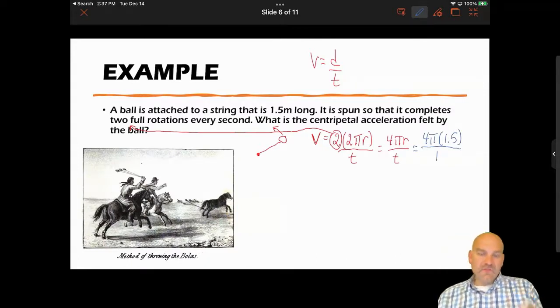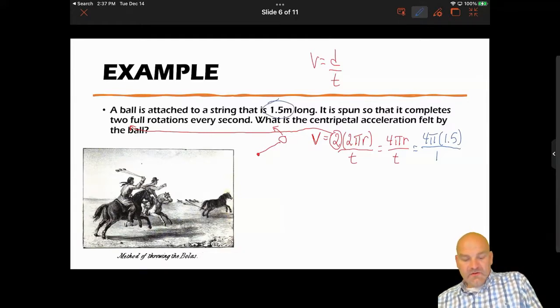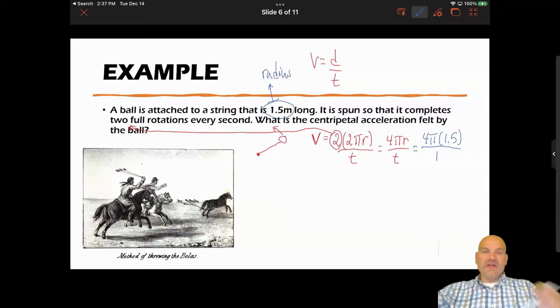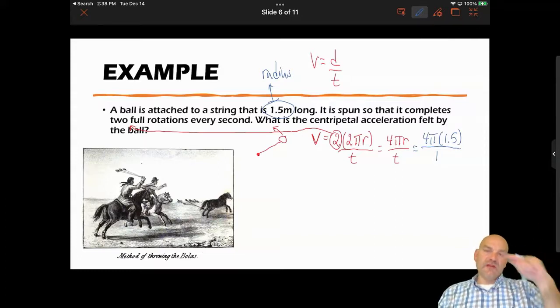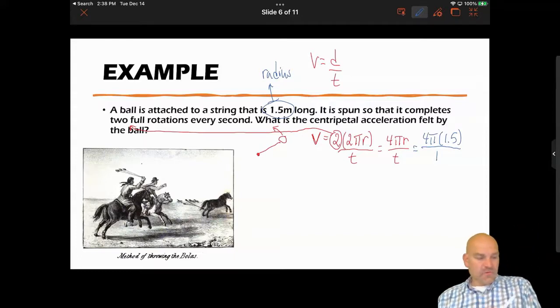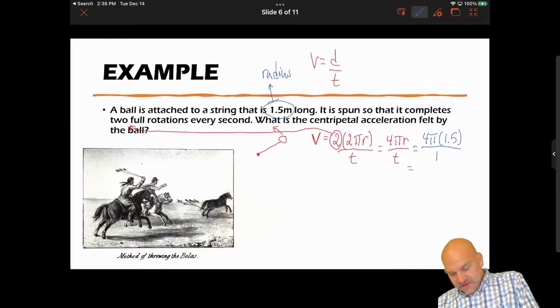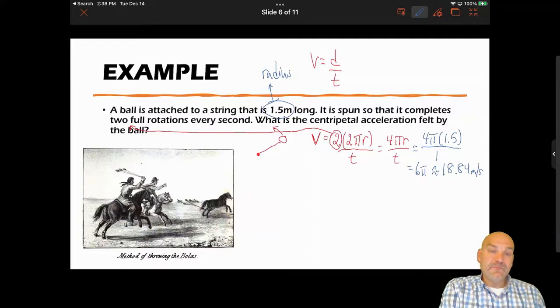And you do have to be careful because sometimes they'll give you the diameter. We know this is a radius, because when they say a ball is attached to a string that is 1.5 meters long, if I let that fully go out, the length of the string is going to be the radius of the circle it makes. So what I really have here is 6 pi, which is approximately 18.84 meters per second. So that's going to be my speed.